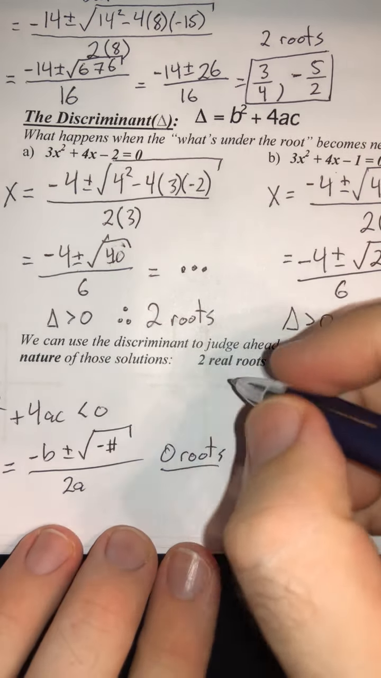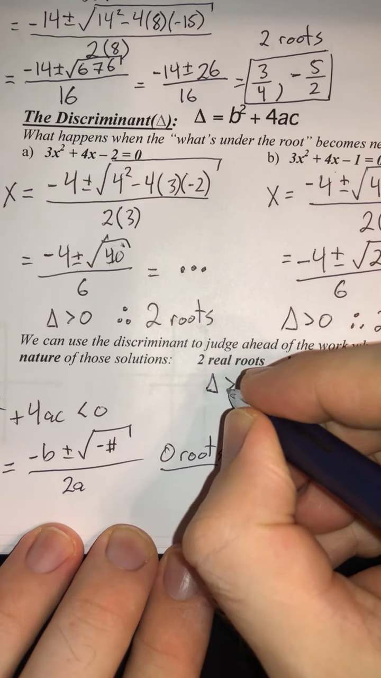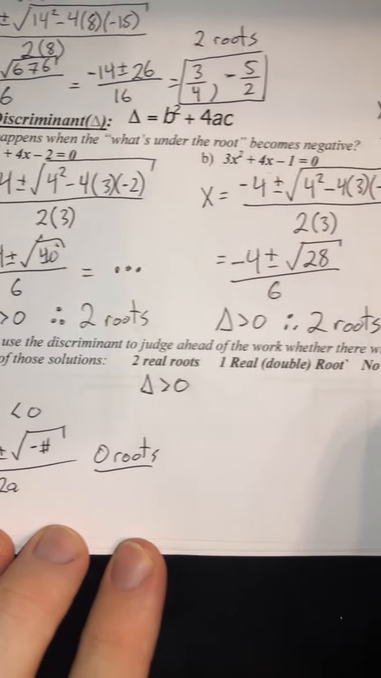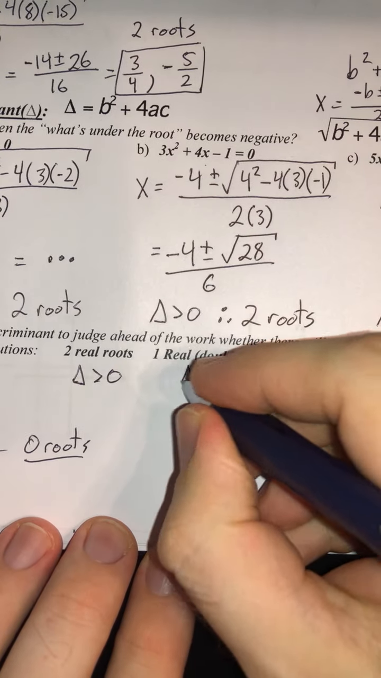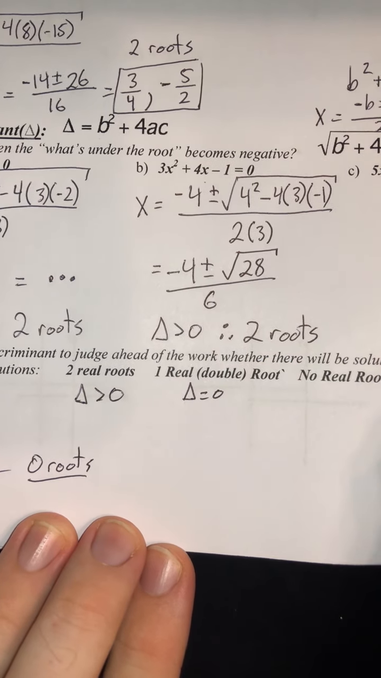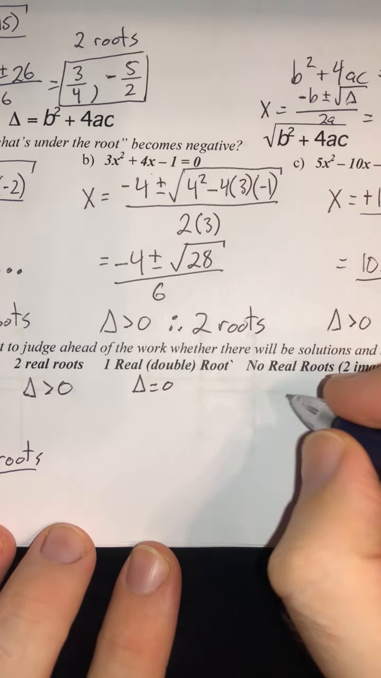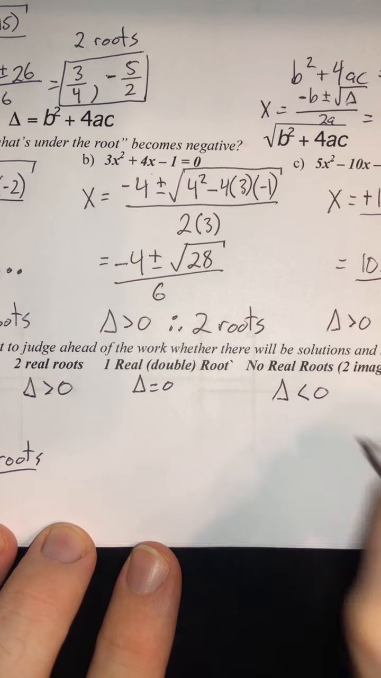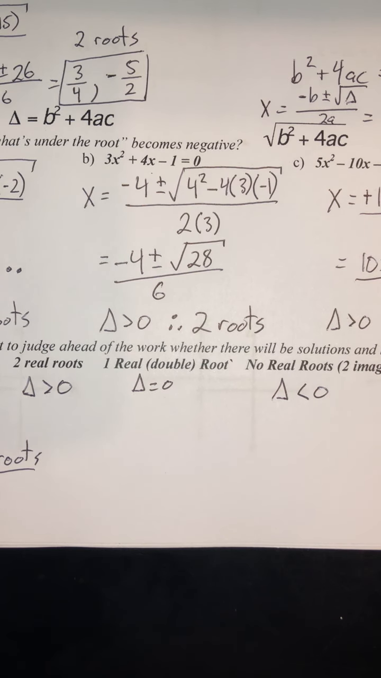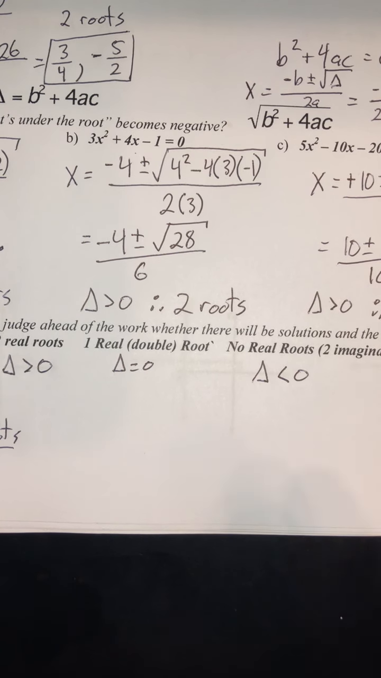If the discriminant is greater than 0, we'd have 2 roots. If the discriminant is equal to 0, we'd have 1 root. And if the discriminant is less than 0, we would have no roots. There are what we call imaginary, but we don't need to worry about that. So that's the purpose with that.